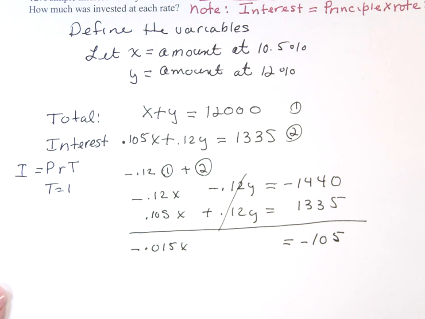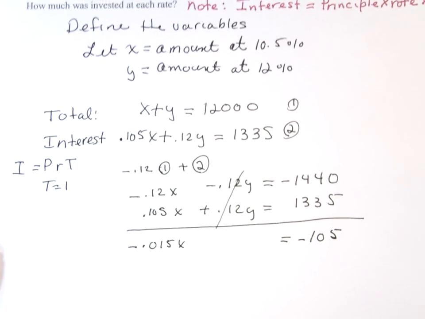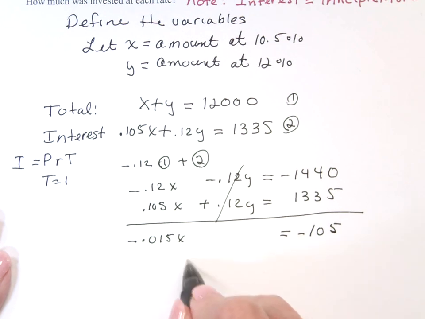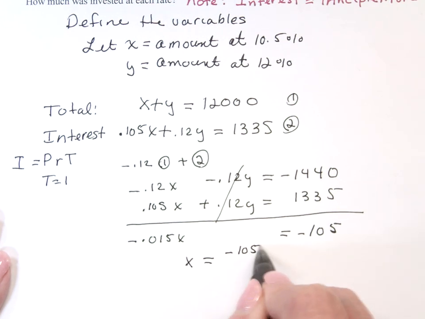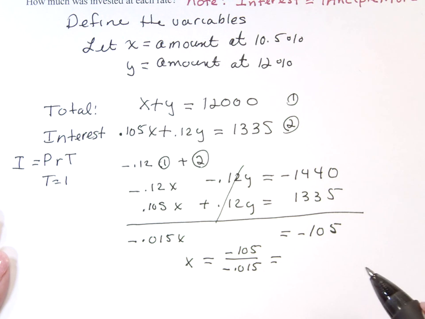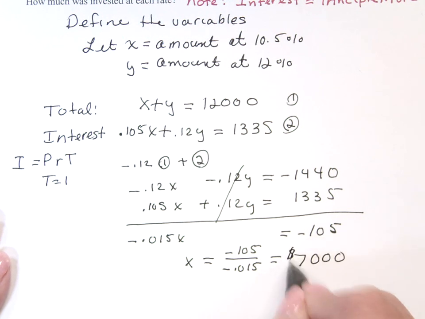So I kept my handy-dandy calculator beside me the whole time I'm working this problem. Otherwise, I can't do these decimals in my head. So that's what you're going to need to do. Just keep something handy. So x is going to be equal to negative 105 divided by negative 0.015. And it came out to be $7,000 at 10.5%.